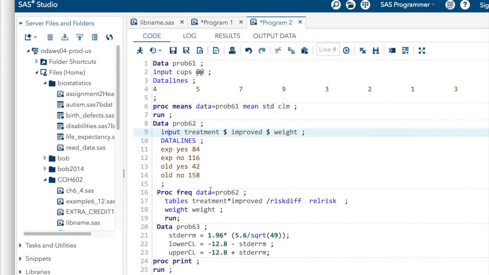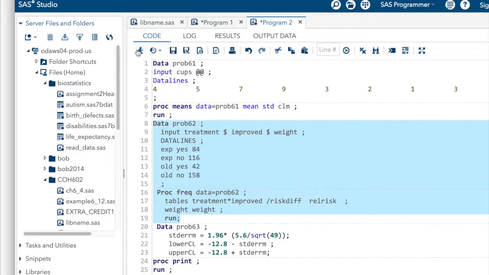So we do proc freq, data equals prob 6_2, my data set up here, tables treatment times improved, slash riskdiff, and relative risk, relrisk, because we wanted to get that relative risk data as well. So semicolon, weight, don't forget our weight statement, and I called it weight, but you could have called it anything, number, people, semicolon, and run. So let's see what that does for us.